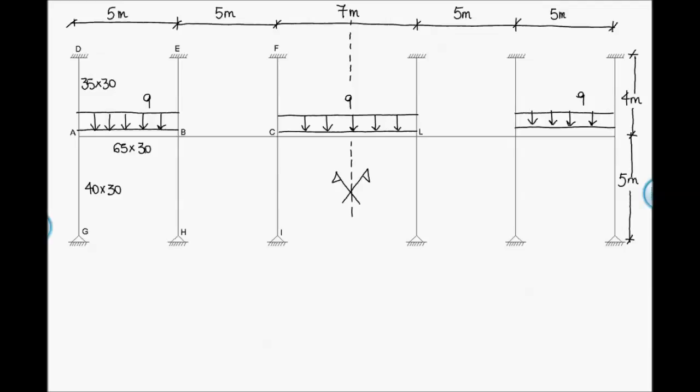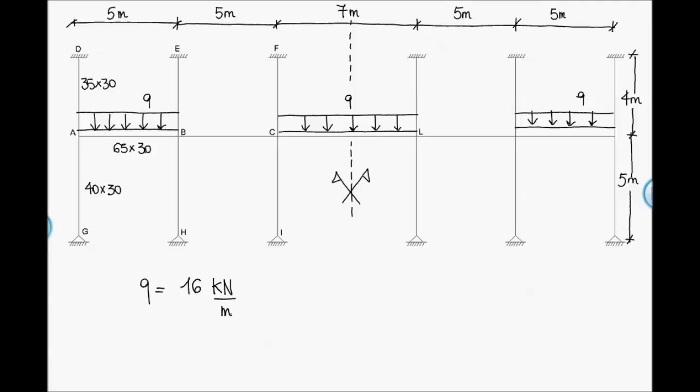Let's now solve this frame structure. It is a symmetric structure, symmetrically loaded. We consider the uniform distributed load Q equal to 16 kilonewton per meter. The cross sections of the structural elements are 65 by 30 cm for the horizontal beam, 40 by 30 cm for the lower columns, and 35 by 30 cm for the upper columns.